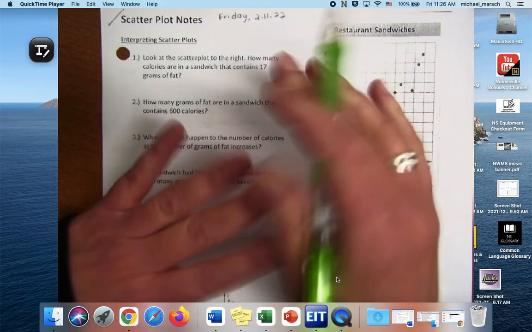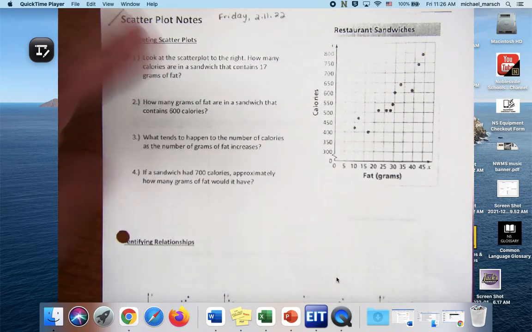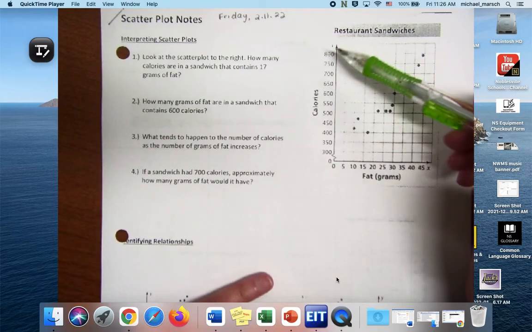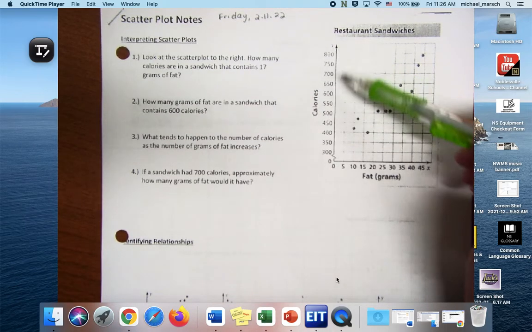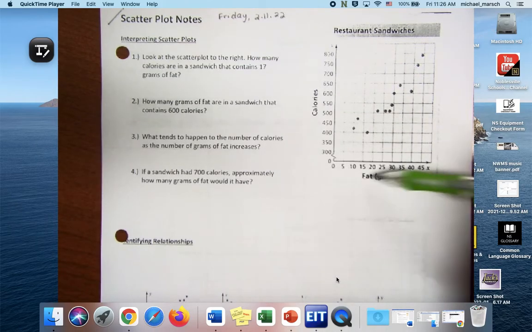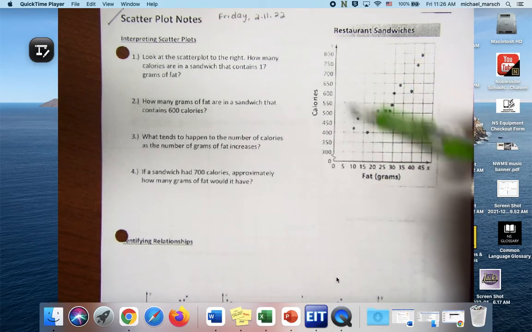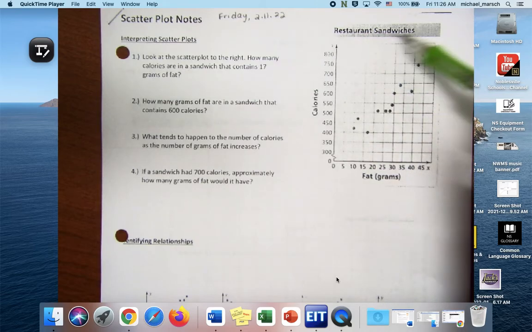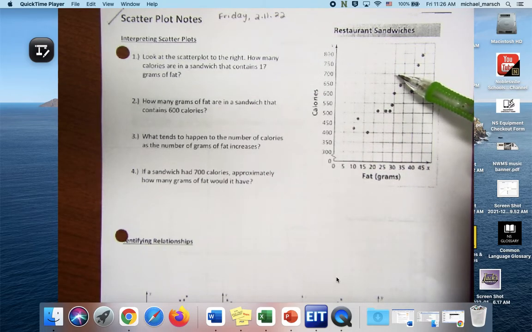That have been scattered. That's why it's called a scatter plot. So we have a relationship between two quantities. We have fat grams and how that relates to calories in a sandwich at a restaurant.